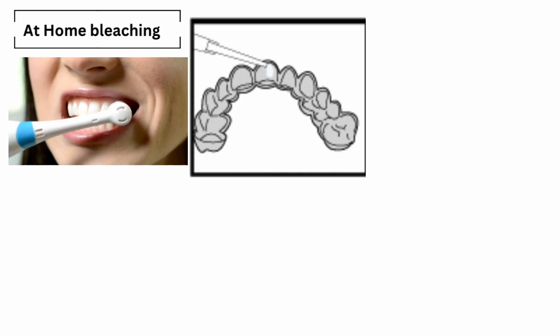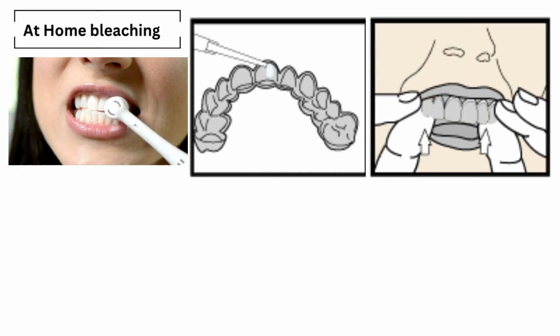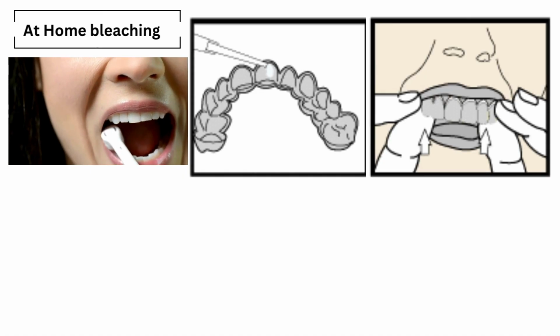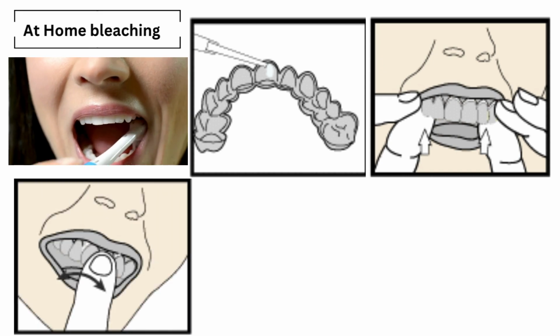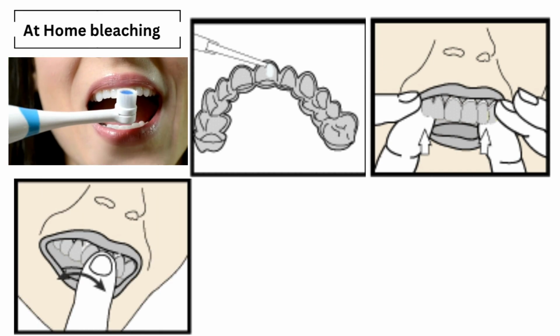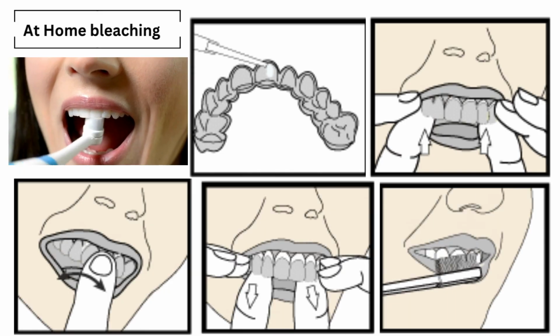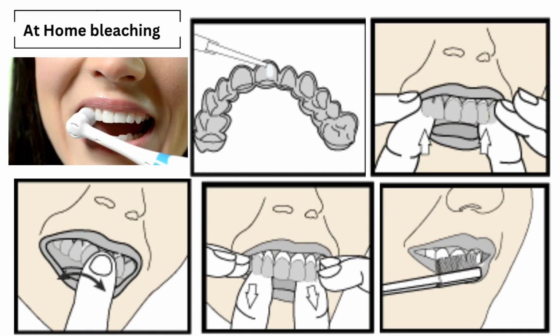Then after filling the tray with the bleaching agent, seat it over the teeth so that the gel spreads around the teeth. Wipe away the excess gel in the mouth using a tissue, or you can use a dry soft brush. Avoid contact with the gums. After treatment, remove the tray, and rinse the tray and mouth with lukewarm water. Now you can brush the teeth with a wet brush and you can use toothpaste as well.